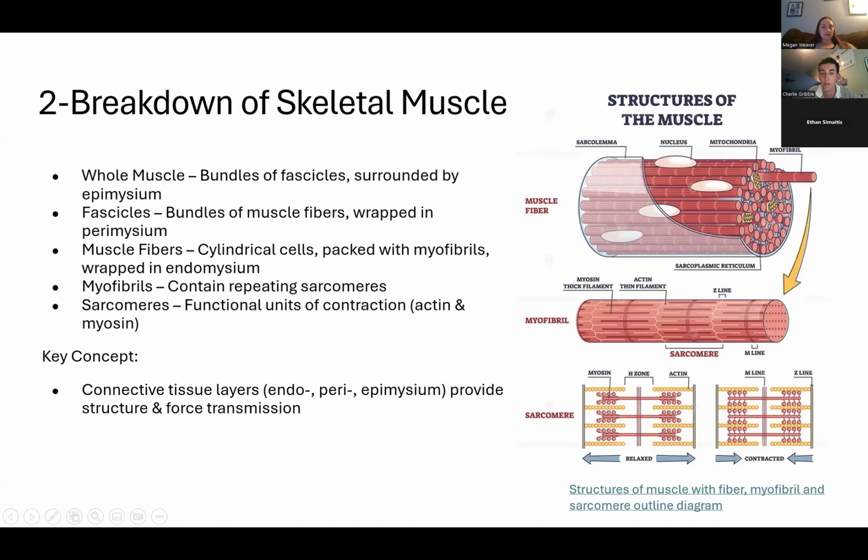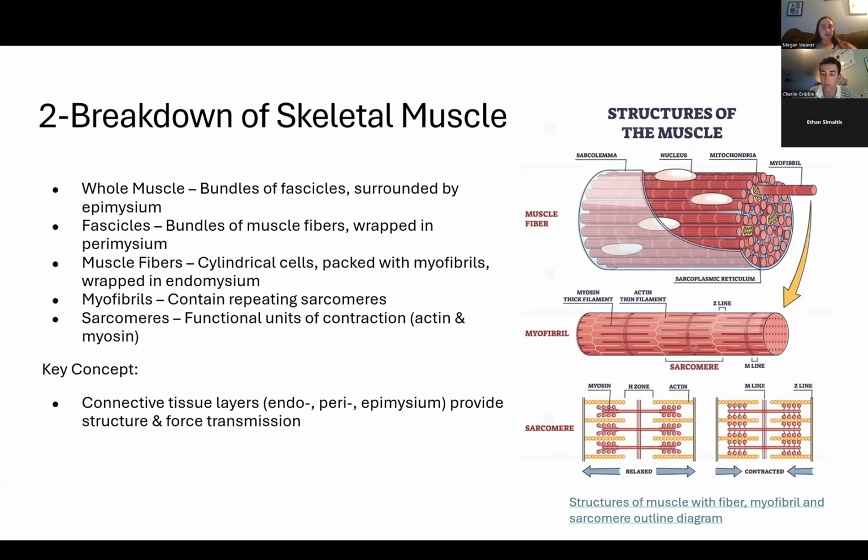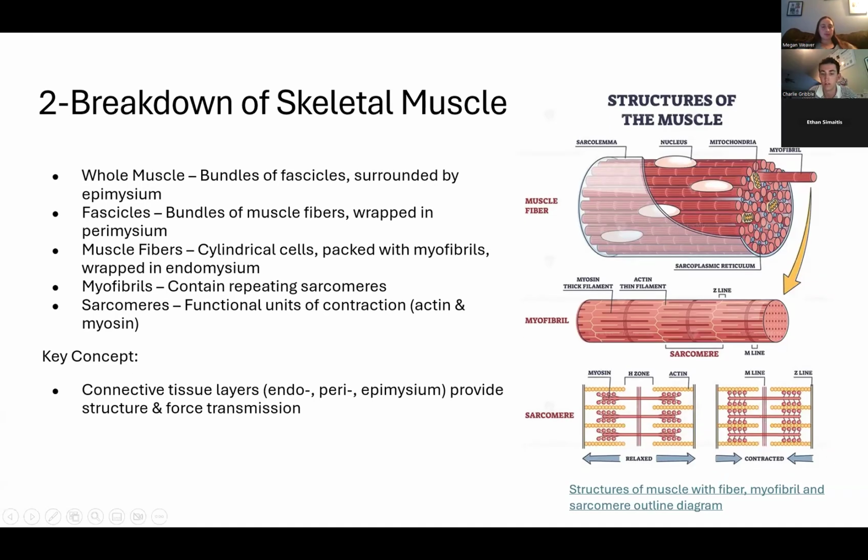Let's take a closer look at how skeletal muscle is organized, from the whole muscle down to the smallest functional unit. First, the whole muscle is made of a bunch of fascicles, which are small groups within the muscle. Each fascicle contains multiple muscle fibers, also known as muscle cells. The muscle fibers are long, cylindrical, and have multiple nuclei. They're packed with structures called myofibrils, which are essential for muscle contraction.